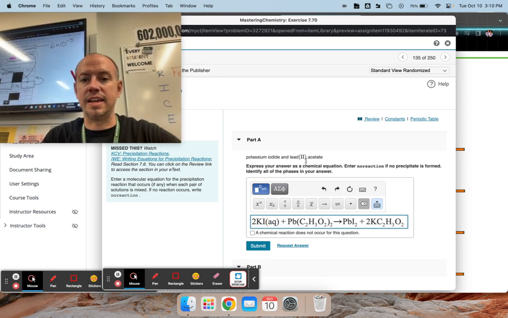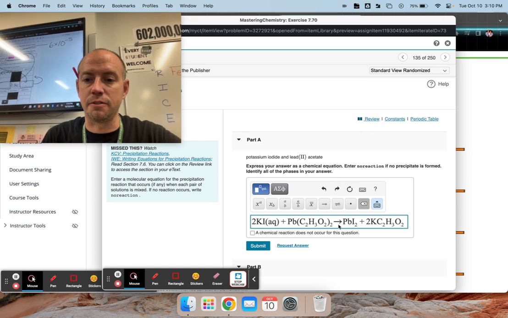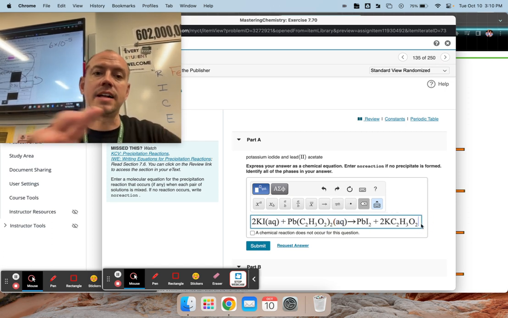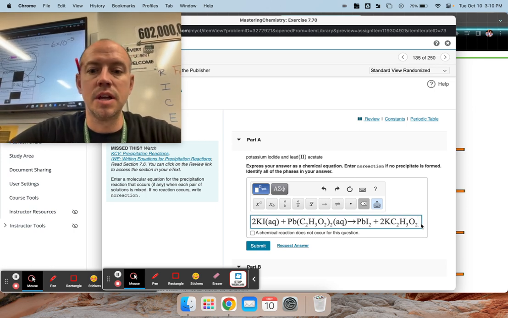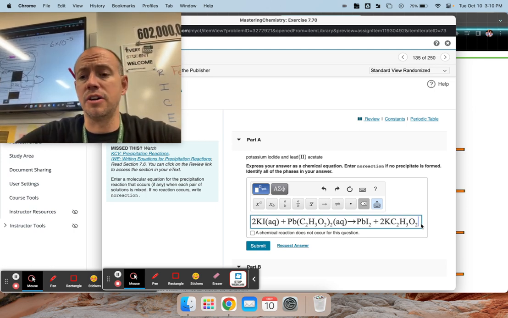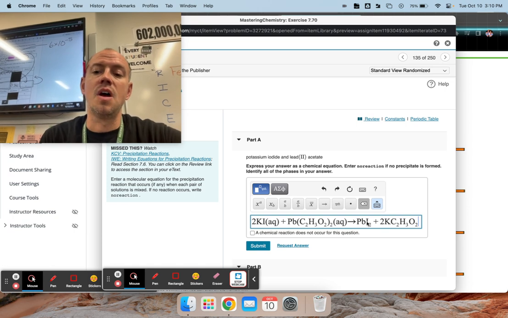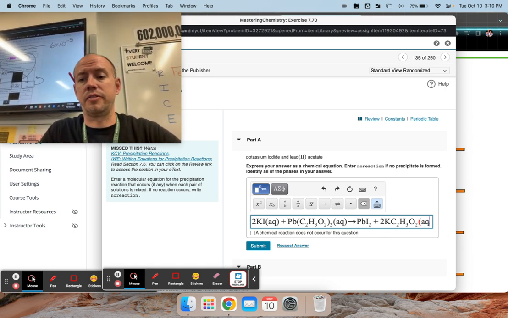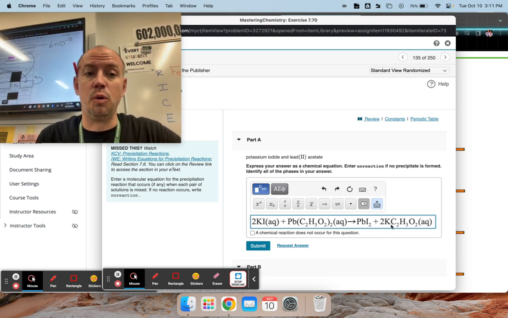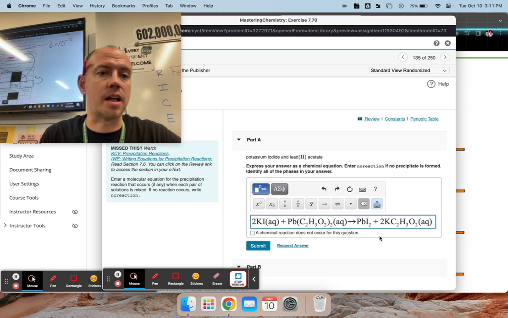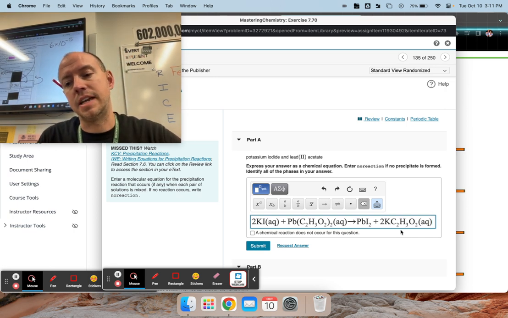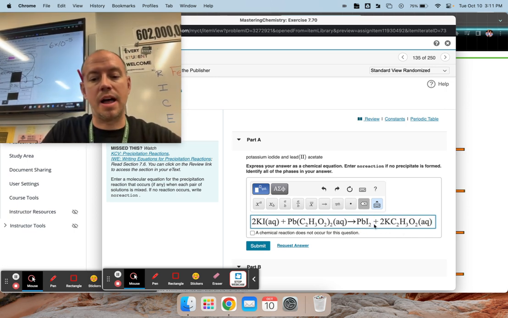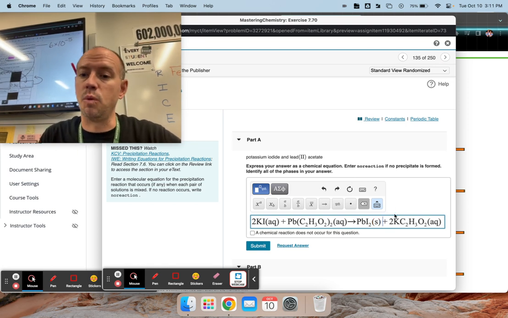The last thing is it says identify your phases. I'll give you a little hint here. Both of the reactants will always be aqueous, so you don't even have to think about or check those, but it's our product. We would want to think, often one of them is a solid and one of them is aqueous. You may remember from Rule 1 and Rule 2 that potassium and the alkali metals, column 1, are always aqueous. Acetate is always aqueous, but iodine forms a solid with lead.